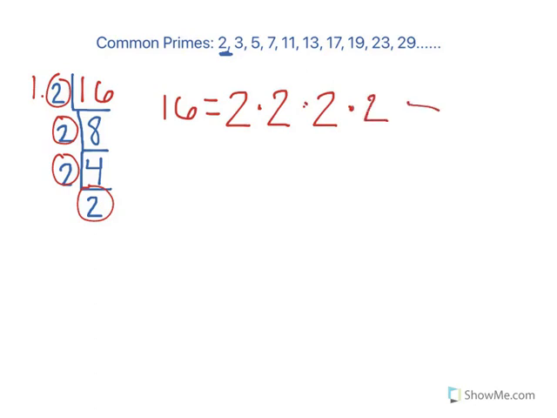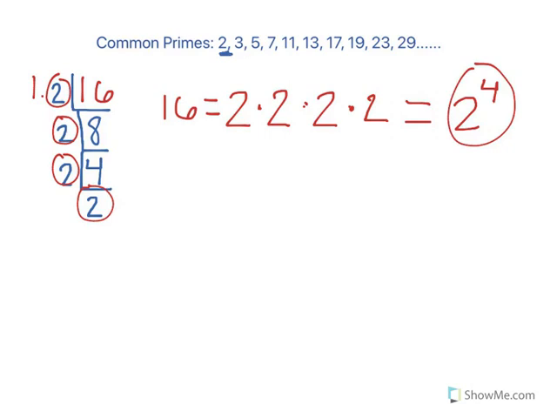Or I can write it using exponents. Exponents show repeated multiplication of the same number. So 2 times itself 4 times. Since I have 1, 2, 3, 4 2's being multiplied together, I can write it as 2 to the 4th power. That's my final answer for finding the prime factorization of 16.